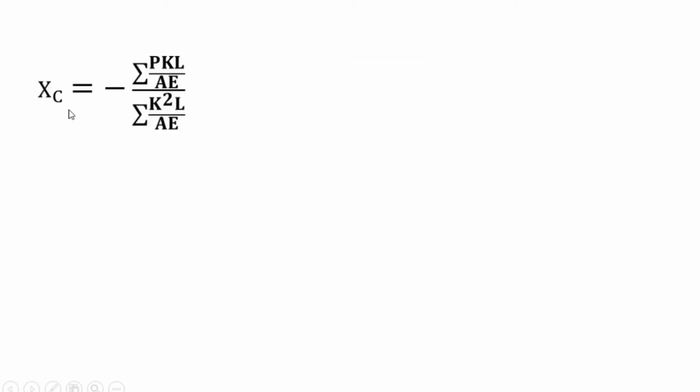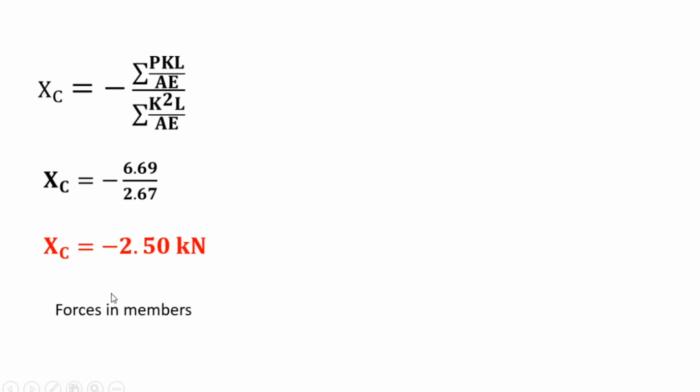XC, the reaction at C, is equal to minus sigma PKL by AE divided by sigma K square L by AE. So XC is equal to minus 6.69 divided by 2.67. So XC, the reaction at C, is equal to minus 2.50 kilonewton. By using this XC equal to minus 2.50, we are able to find the member forces, and the formula is S1 is equal to P1 plus X into K1. In this way, S2, S3 and S4.